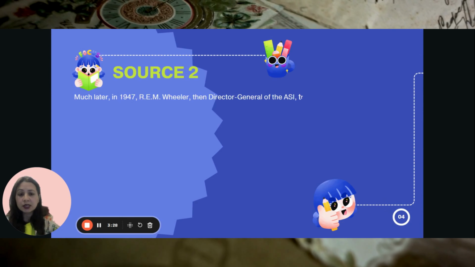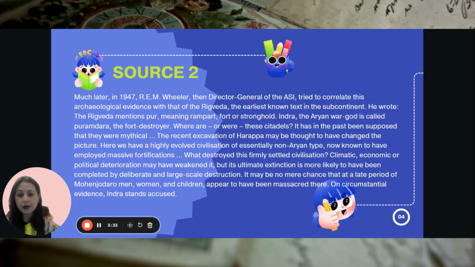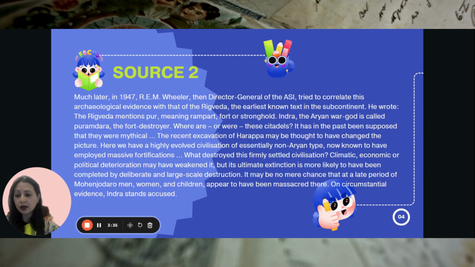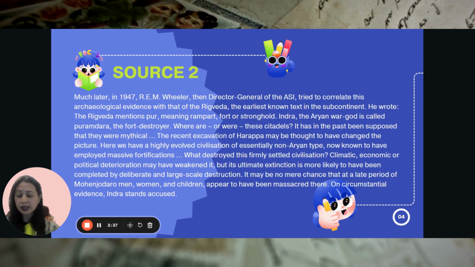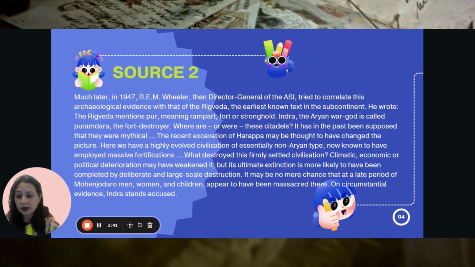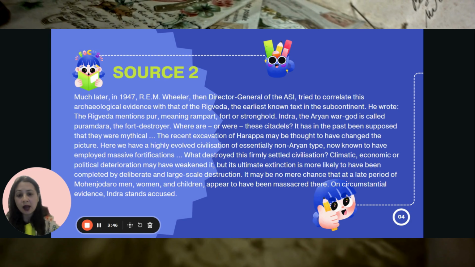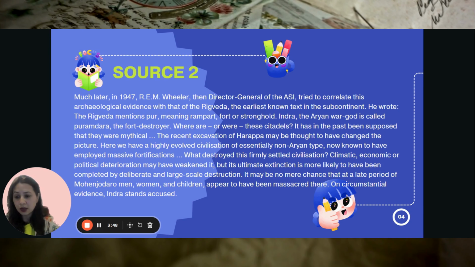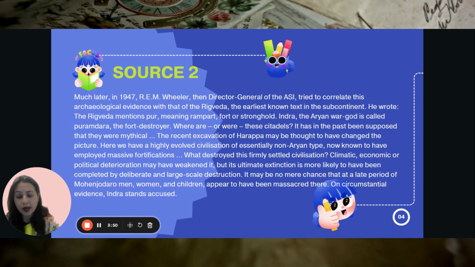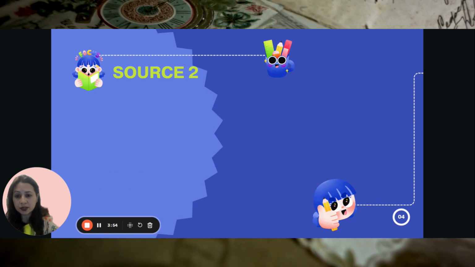Moving on to the second source based question. This source talks about R.E.M. Wheeler, who was the DG of Archaeological Survey of India, and he was the one who excavated Harappa in layers, stratigraphy, right? And he believed that the invasion by Aryans was the prime reason for the decline of IVC. So it's the same thing which is given here. Moving on to the questions.